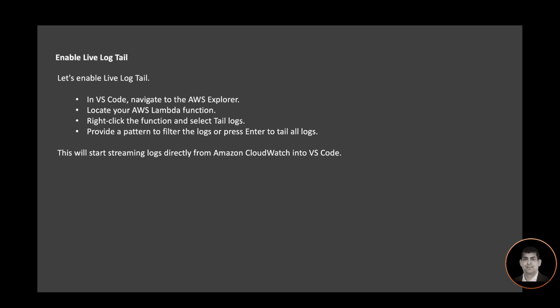In VS Code, navigate to the AWS Explorer, locate your AWS Lambda function, and then right-click the function and select tail log. Provide a pattern to filter the log or press enter to tail all log. So it will give you an option that if you're going to specify a filter, it only live tails the log based on the filter, or you can simply press enter and you will get all the log. So this will be the live streaming, the live tailing of the log into VS Code.